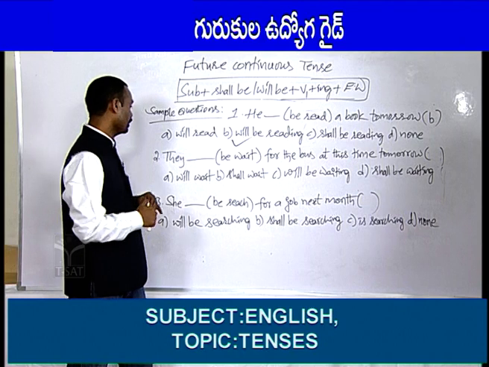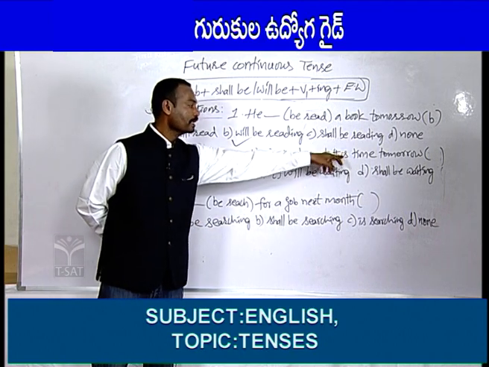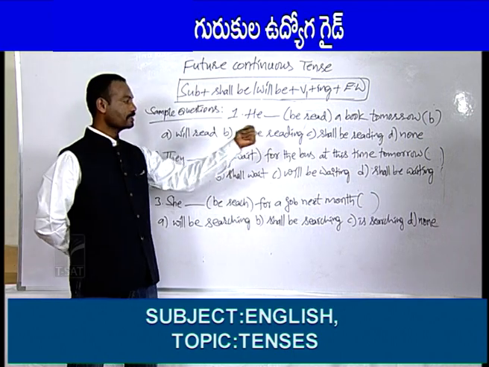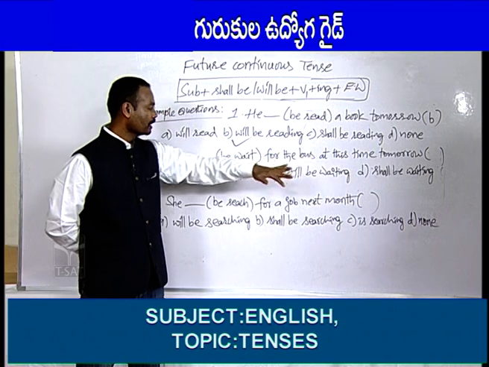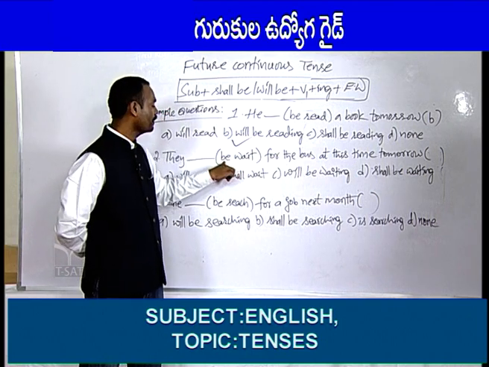Let's see second example. They dash under the bracket be wait for the bus at this time tomorrow. See, at this time tomorrow, or just we can say tomorrow also. So again, this is simple future and future continuous you can treat, but come here to find out whether it is future continuous or simple future. B form is there.